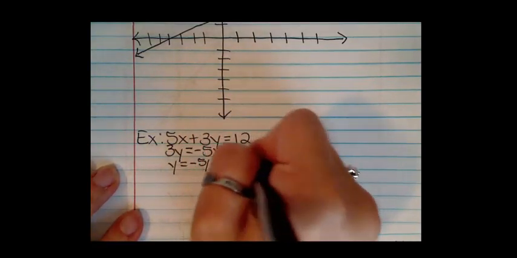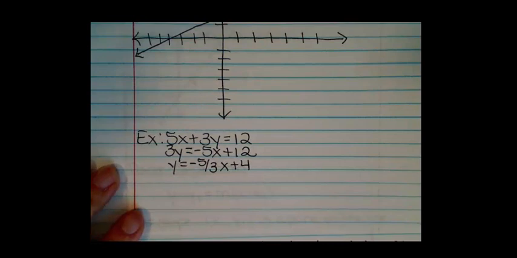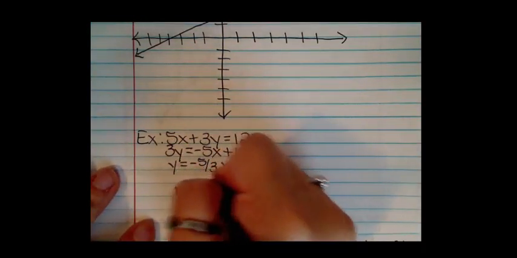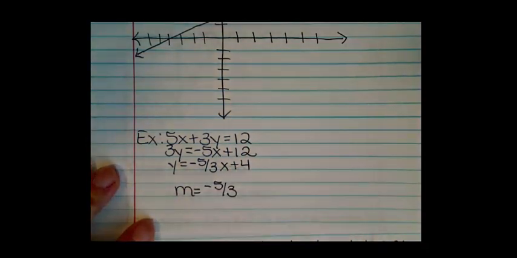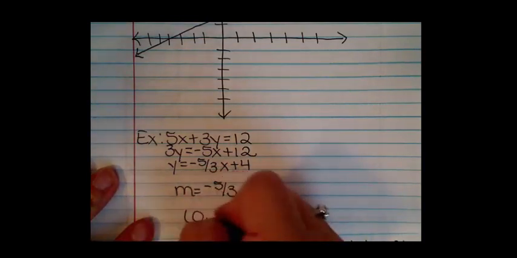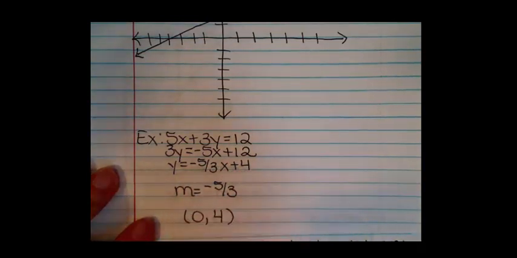I have to find my slope, which would be negative 5 over 3. And then I need to get my y-intercept, which would be the point 0, comma, and then my b is 4. I'm not going to graph this one because I don't really feel like we need to. The important part was determining that.